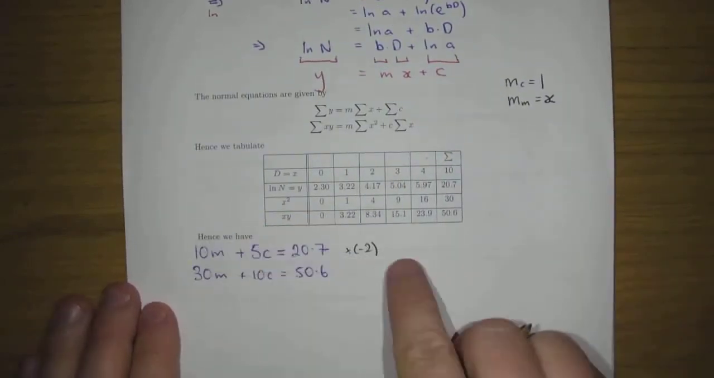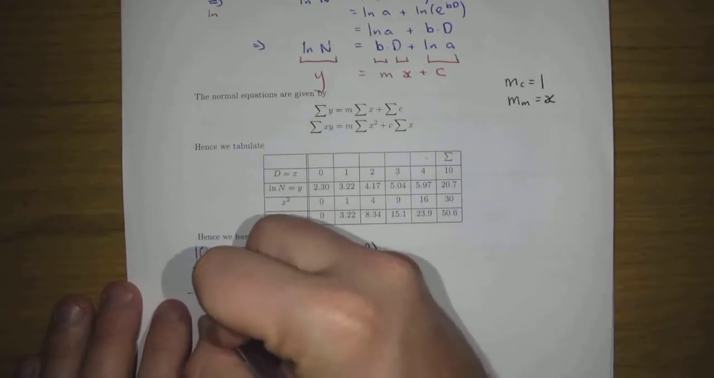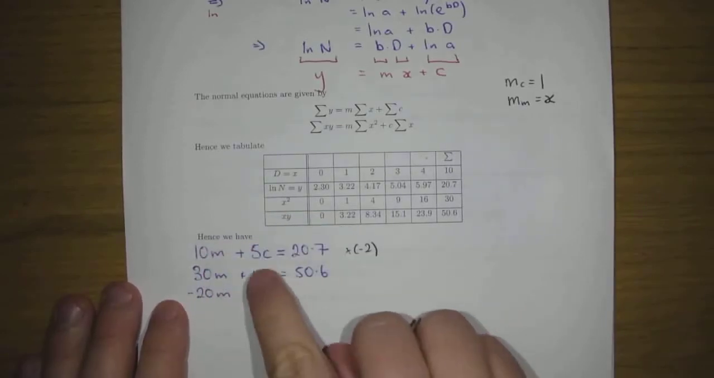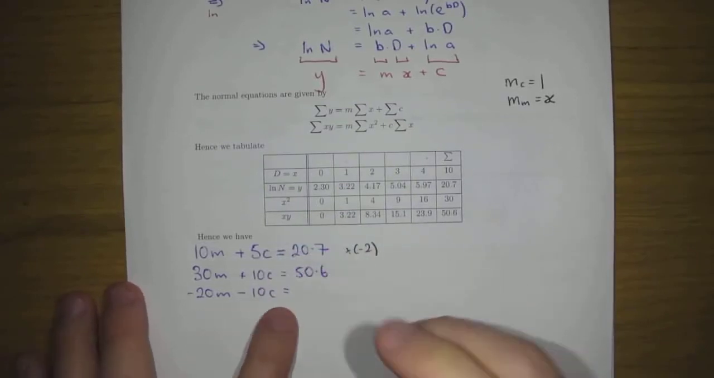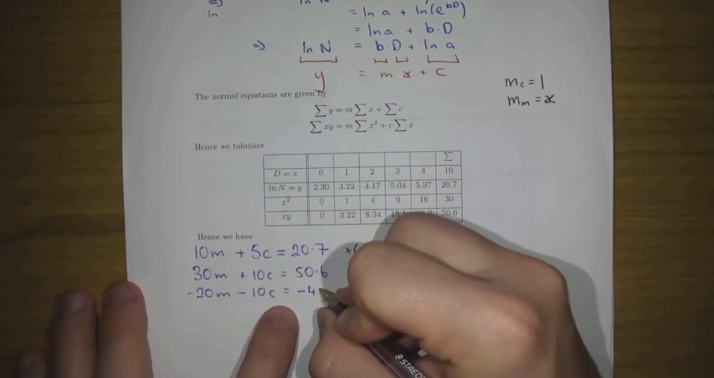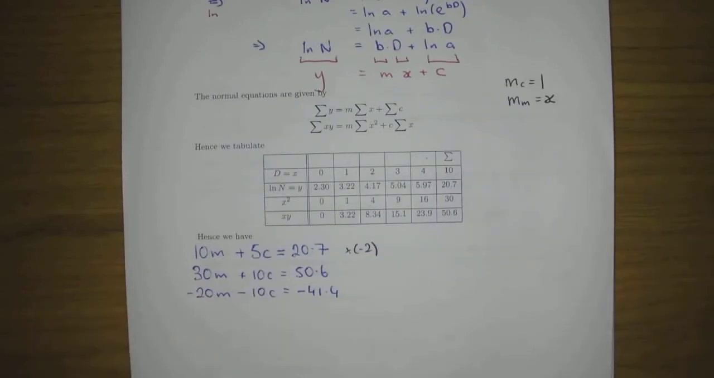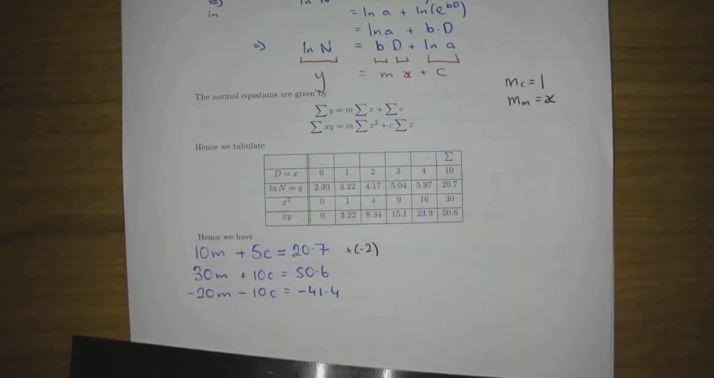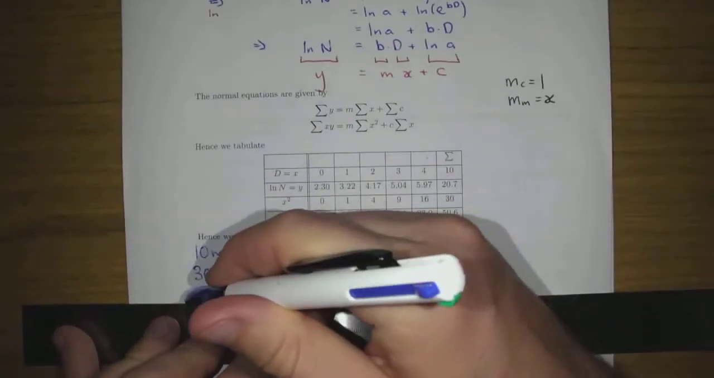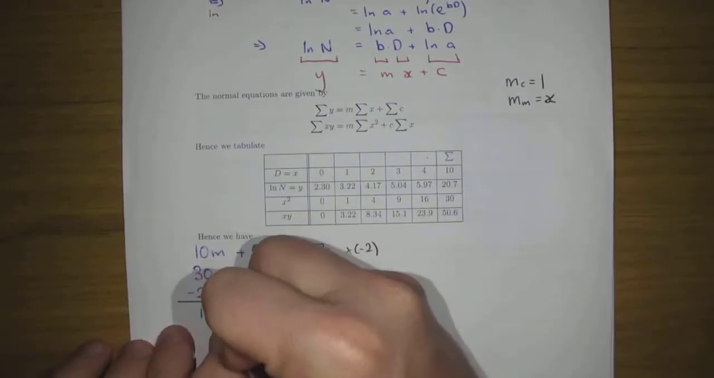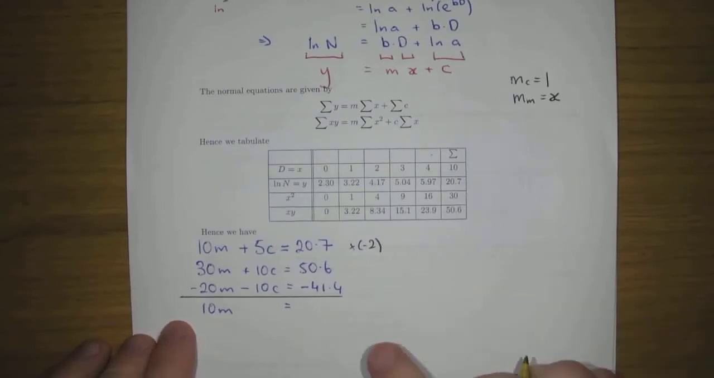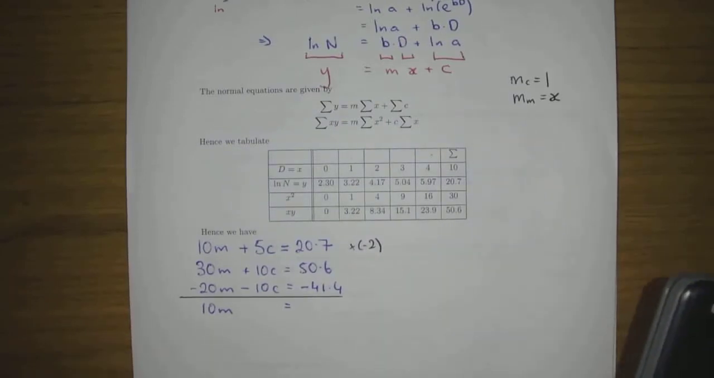So I get minus 2 by 10 is minus 20m. Minus 2 by 5c is minus 10c. And then minus 2 by this will give me minus 41.4. Add these together. And I get 10m is equal to, no, just be careful with these.